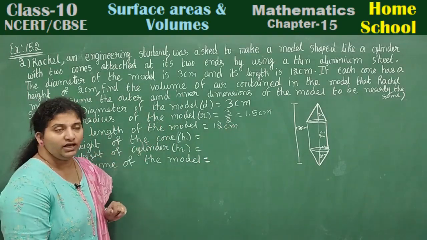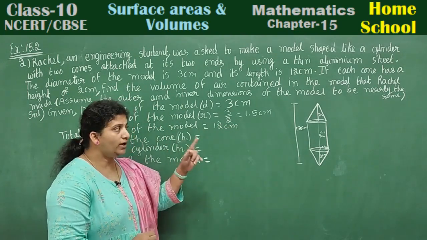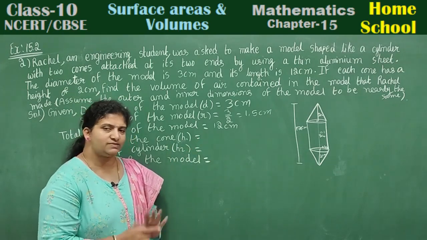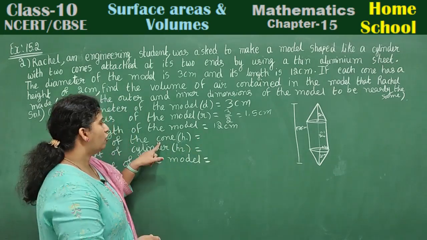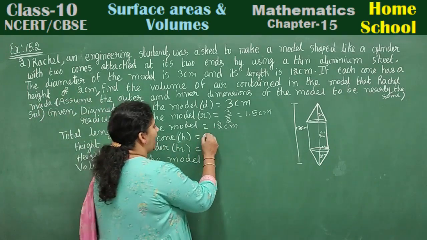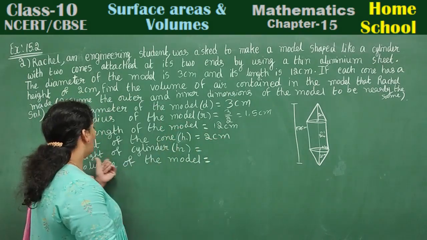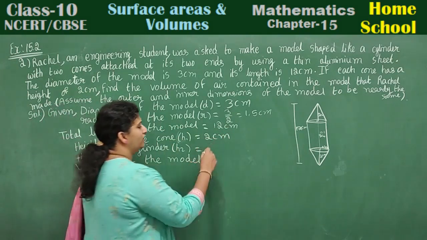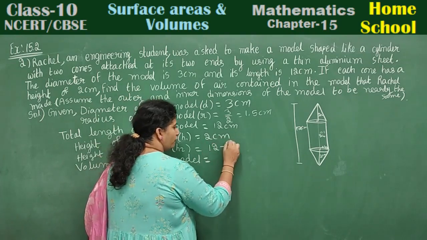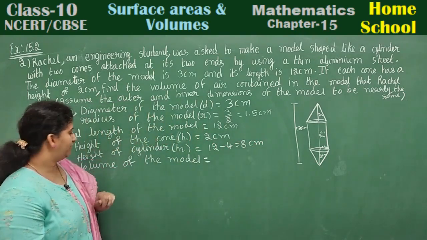Height of the cone. Here we are talking about two heights. Two heights are different: cone height and cylinder height. So for that reason, we are going to differentiate both the heights by H1 and H2. Cone height H1, cylinder height H2. What is cone height? 2 centimeters. Each cone will have the same height. Now what about the height of a cylinder? We get its height by 12 minus 2 into 2, 4. 12 minus 4 will be 8 centimeters, the cylinder height.